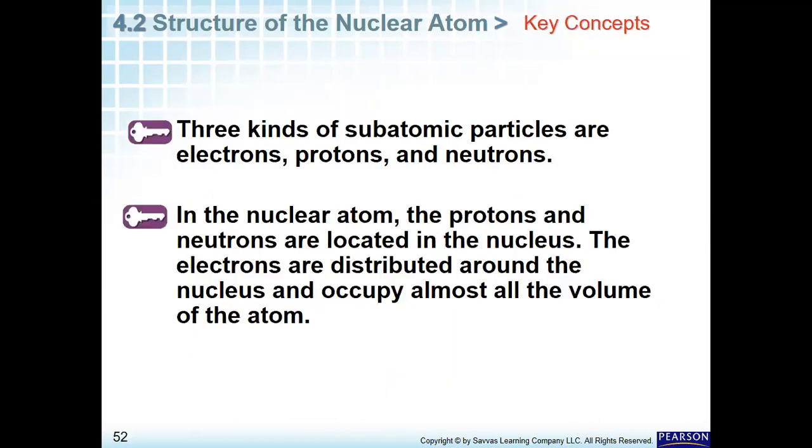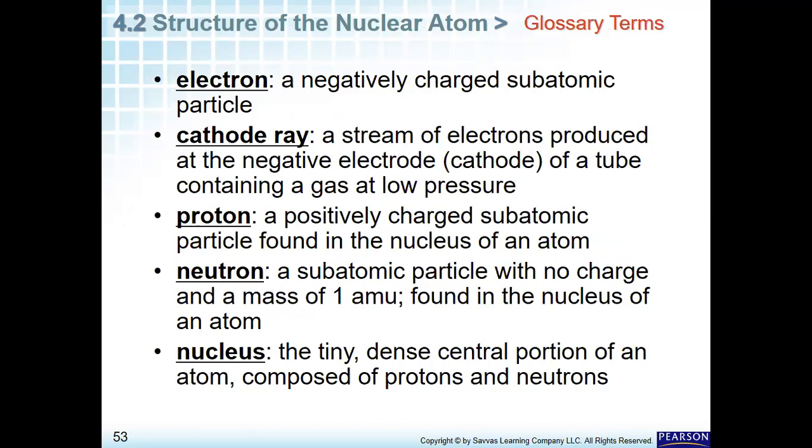Let's note by the end that there are three kinds of subatomic particles: electrons, protons, and neutrons. Also, in the nuclear atom, the protons and neutrons are located in the nucleus, and the electrons are distributed around the nucleus and occupy almost all of the volume of the atom. So mostly the electrons take up most of the space.